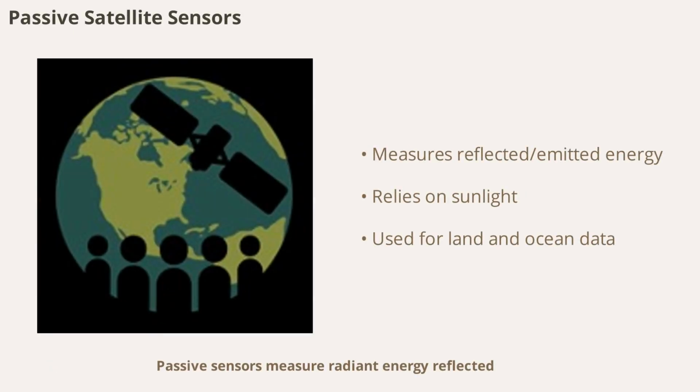Passive sensors measure radiant energy reflected or emitted by the Earth-atmosphere system. They rely on external sources like sunlight to collect data. These sensors convert energy into biogeophysical quantities such as temperature, precipitation, and soil moisture. Examples include Landsat OLI/TIRS and Terra MODIS. Passive sensors are widely used for land, ocean, and atmospheric observations, providing essential data for environmental monitoring.